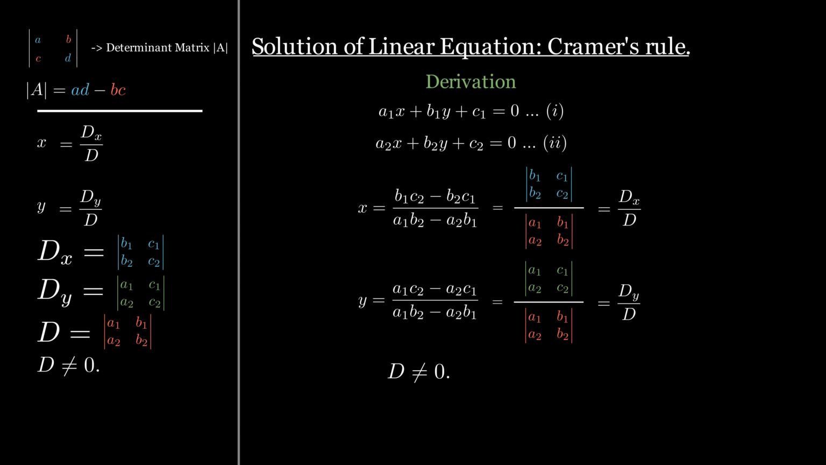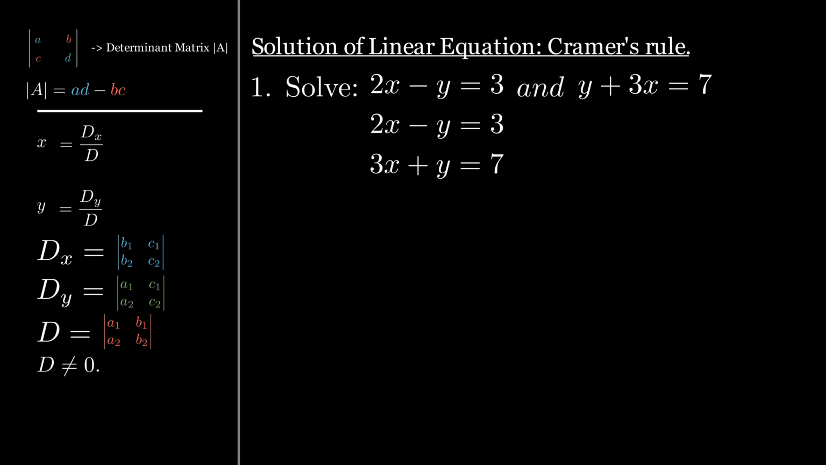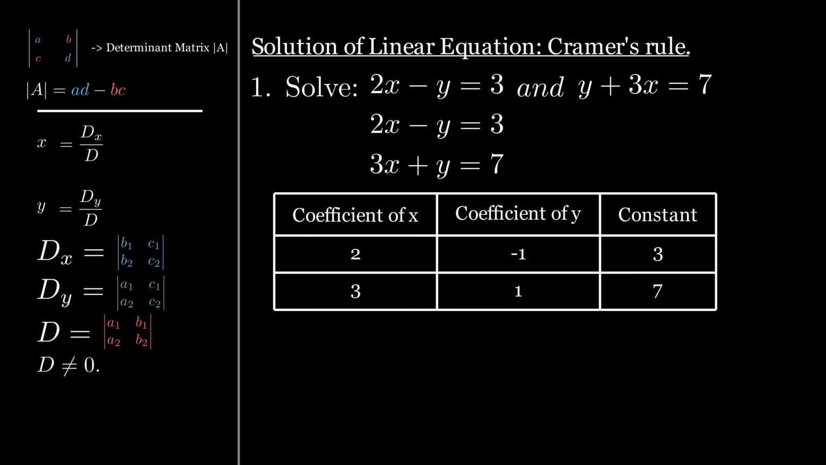Let us start with the first question. The first equation is 2x minus y equals 3 and the second equation is y plus 3x equals 7. We need to rearrange the second equation to form ax plus by equals c. Now let's note down the coefficients and constants.